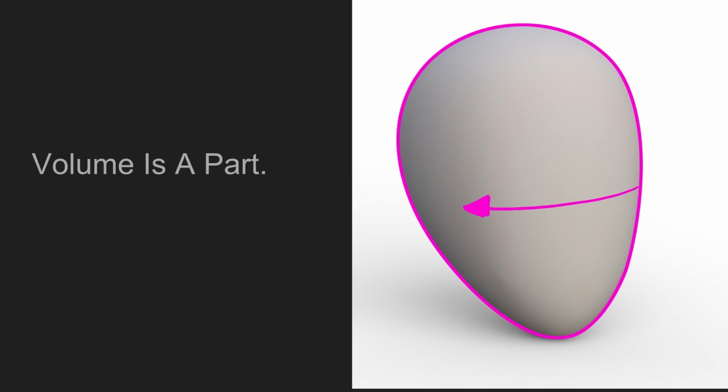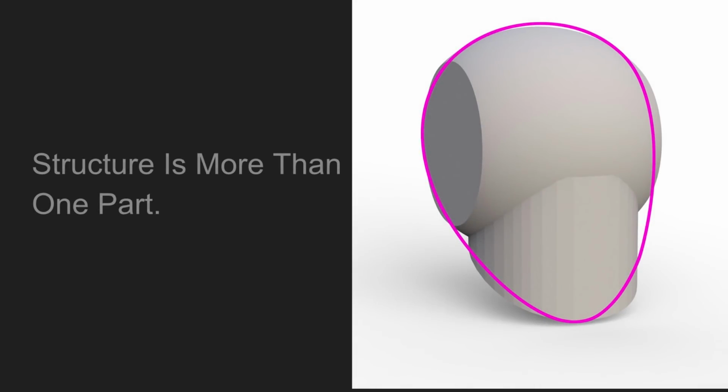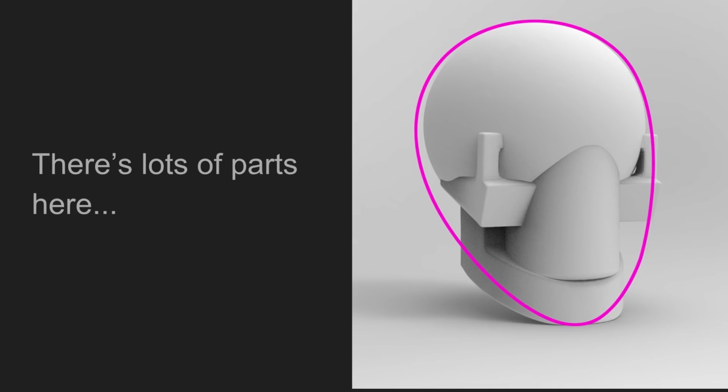So we're going to go with that. We're going to say volume is a part. Structure is more than one part. Easy peasy, right? Here's two parts: the cranial section and the wedge for the face, or the mandible, or whatever you want to call it, the jaw area, right? There are these two different forms, two different volumes there. Together, that's the structure of the face.